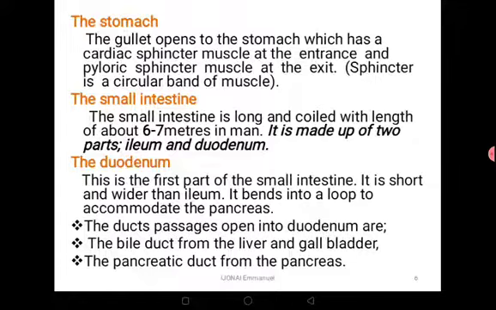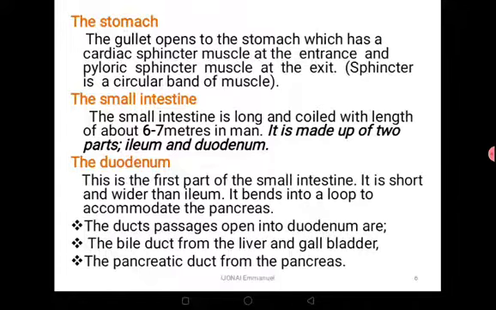It is short and wider than the ileum. It bends into a loop to accommodate the pancreas, like we explained earlier. The pancreas is also attached on the side to the duodenum. The ducts that open into the duodenum are the bile duct from the liver and the gallbladder, and the pancreatic duct from the pancreas. We shall later on see why those ducts supply the duodenum.